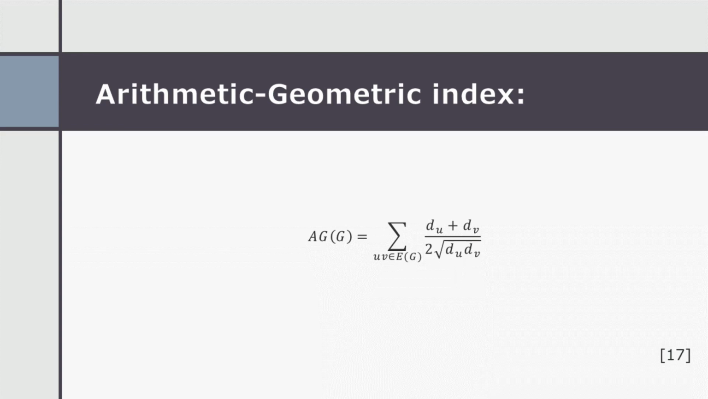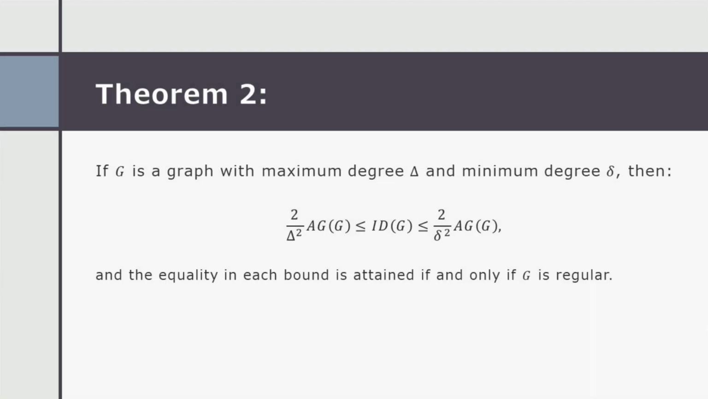The next result relates the arithmetic geometric and the inverse degree indices. If G is a graph with maximum degree uppercase delta and minimum degree lowercase delta, then we have this relationship. And the equality in each bound is attained if and only if G is regular. The proof of this theorem is very similar to the previous one, considering a convenient function.